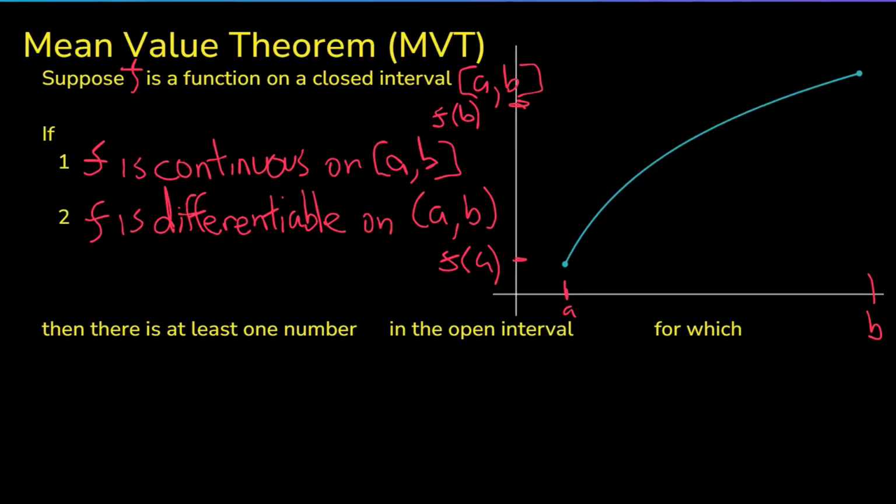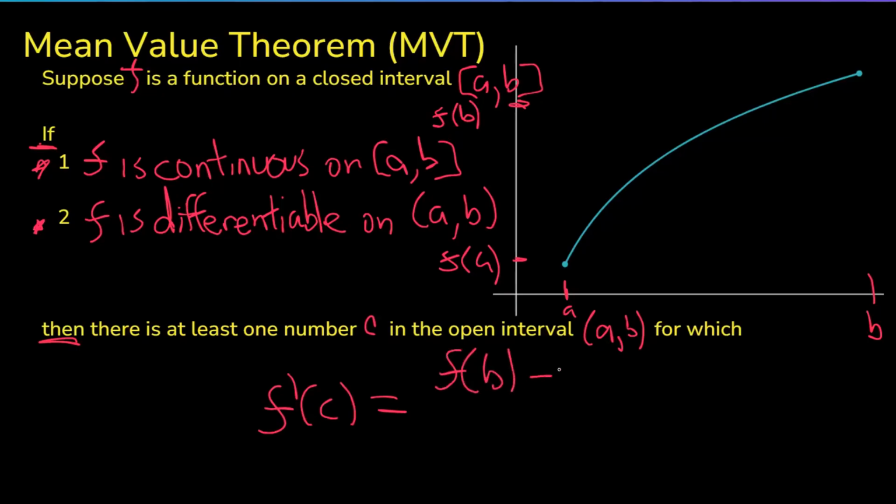If f is continuous on the closed interval, differentiable on the open interval, then, so notice the if-then statement, if these two conditions are met, then this conclusion is guaranteed. There is at least one number c in the open interval a to b for which, here we go, f prime of c equals f of b minus f of a all over b minus a.